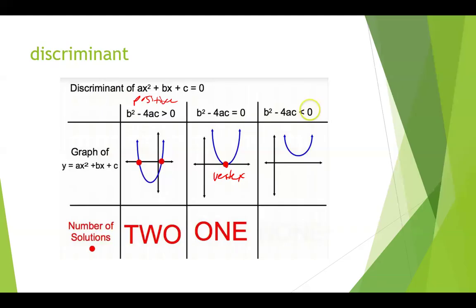Next, notice if you have b squared minus 4ac is less than 0, which means that underneath the square root, you have a negative number. What happens is that means that your parabola is floating. Whether it's floating above or below the x-axis, it is floating.